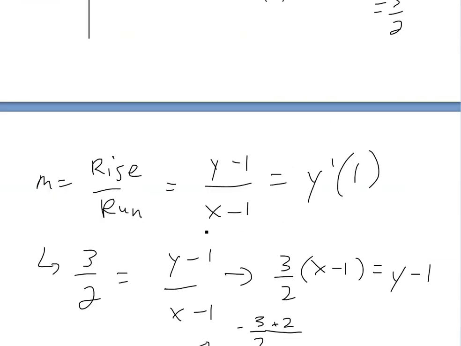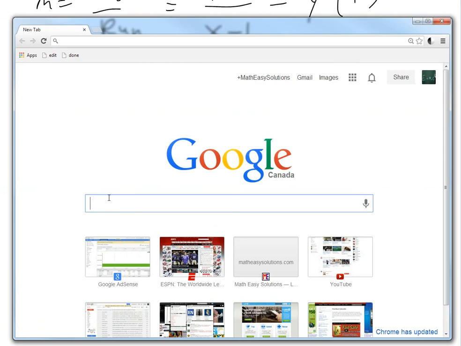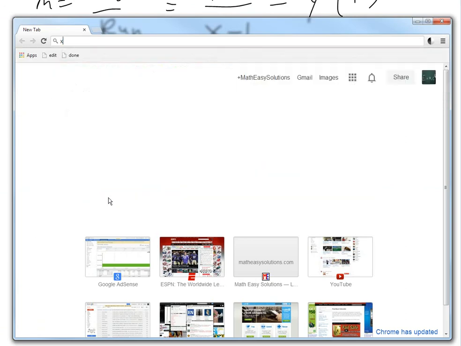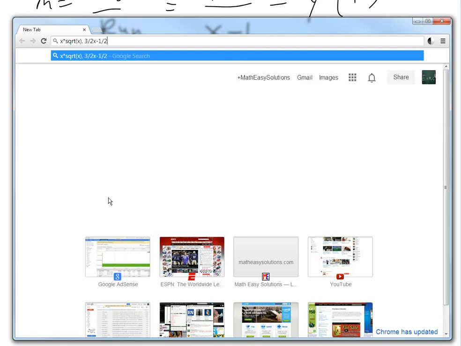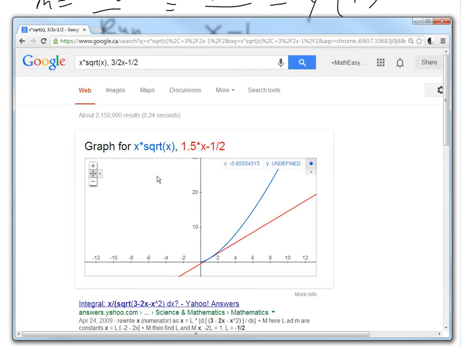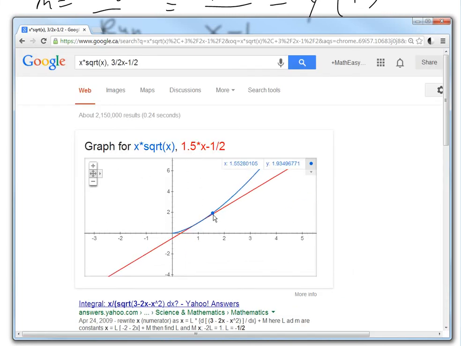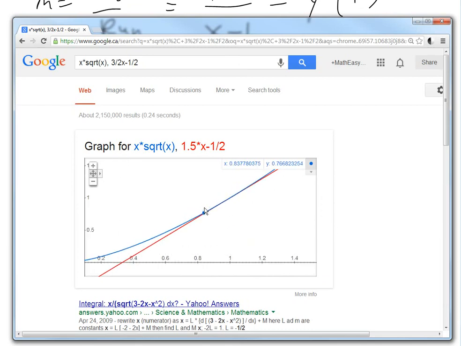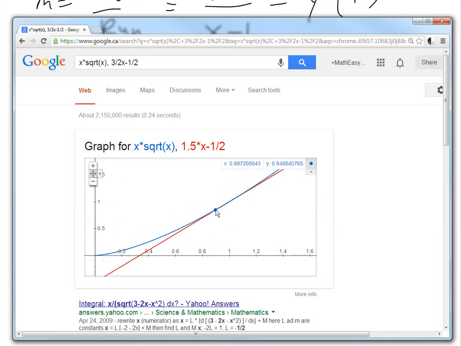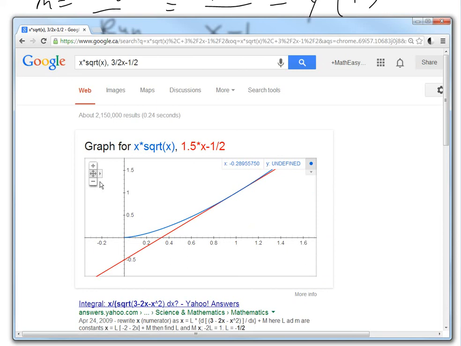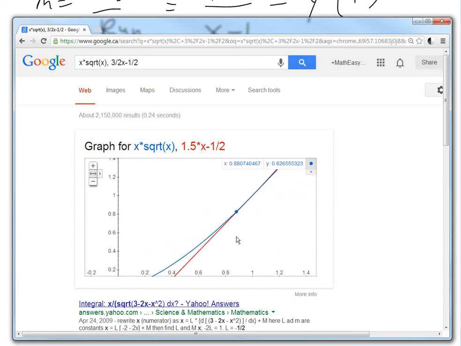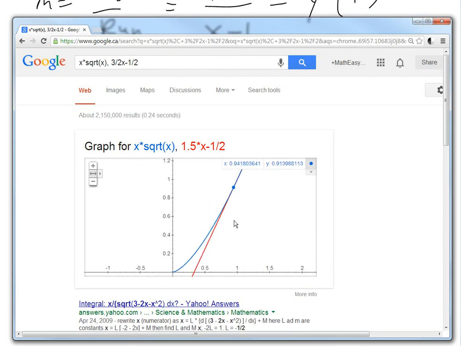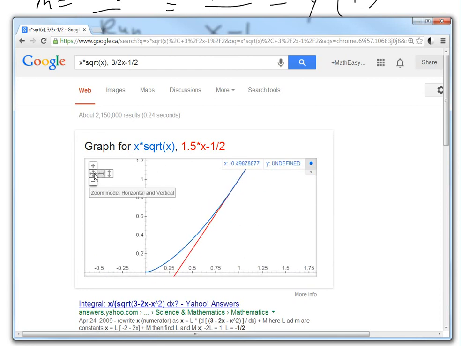And then if we were to graph it out using Google Calculator, if we go to Google search and just write x times the square root of x, and then the equation we found, 3 over 2 x minus 1 over 2, to graph both equations and then the point (1, 1). This is a way to basically check our work. So add the point (1, 1). As you can see from here, it is matching perfectly. Just zoom in a bit more. So basically there's 1, and it's really close to it.